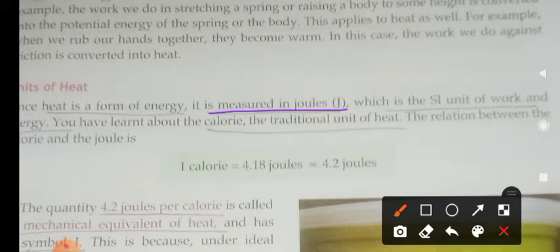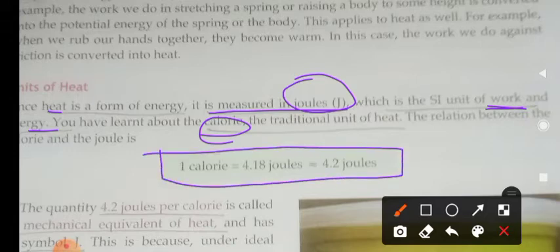This joule is the unit for work and energy also. So, work, energy and heat, all the three are measured in joule. Apart from this SI unit, there are some traditional units that are followed. They are calorie. So there is a relation between calorie and joule. 1 calorie is equal to 4.18 joules, so approximately equal to 4.2 joules. 1 calorie equals 4.2 joules.